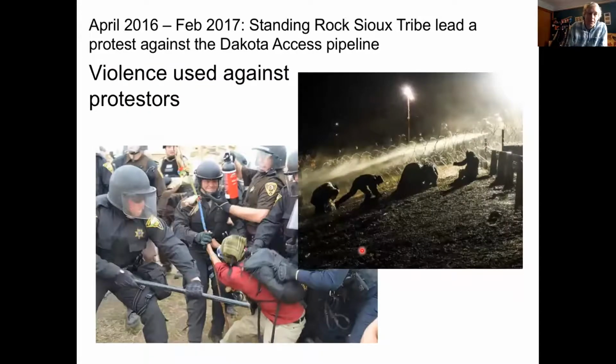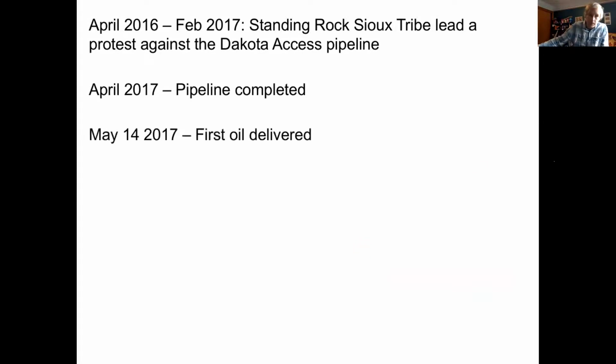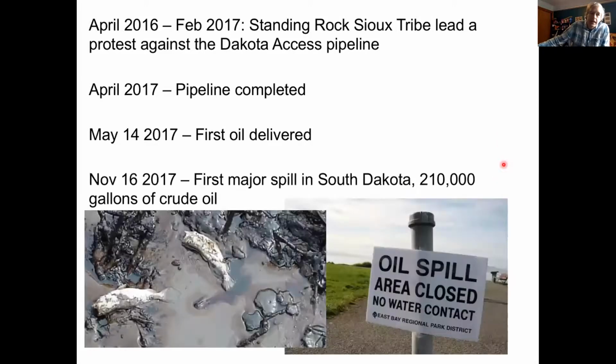They started leading this big protest. Violence was used against them, including dogs and water cannons. This also became incredibly controversial. But it went ahead anyway. In April 2017, the pipeline itself was completed. In May 2017, the first oil was delivered through the pipeline. In November of 2017, the first major spill occurred associated with this pipeline.